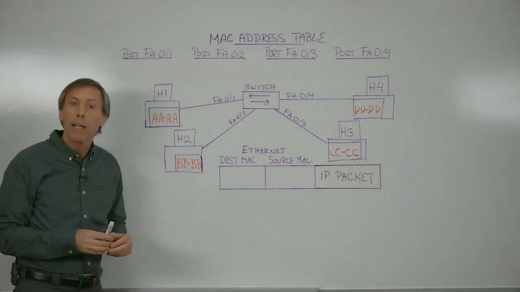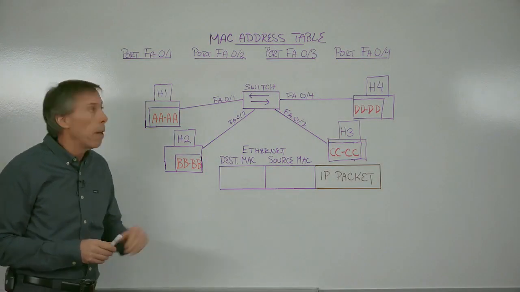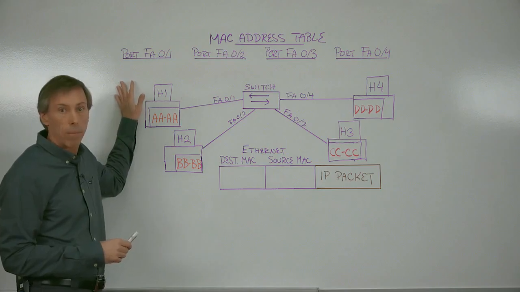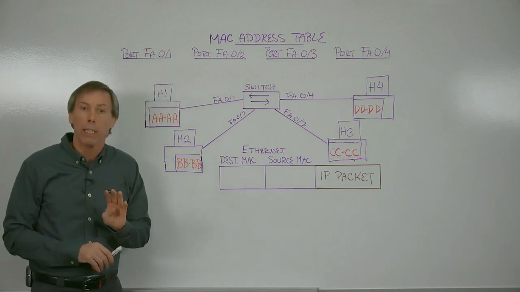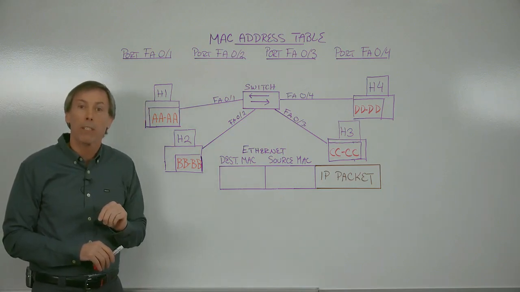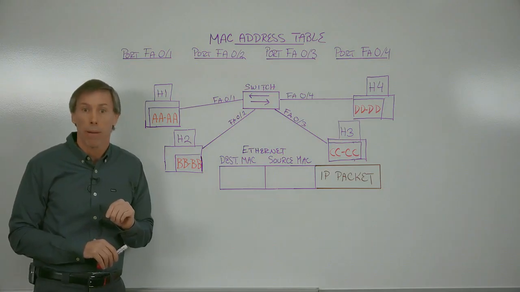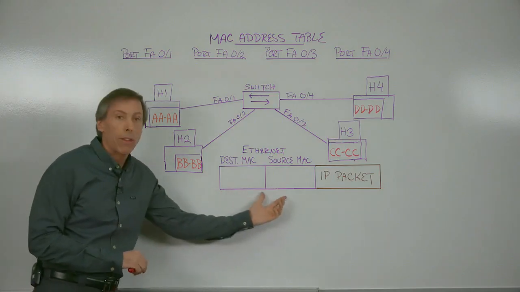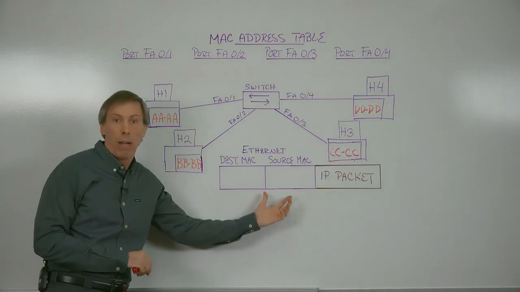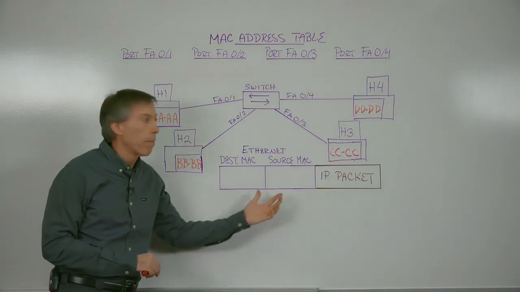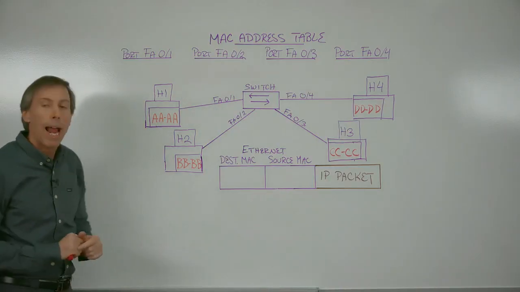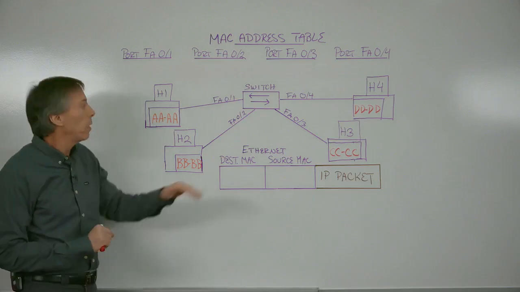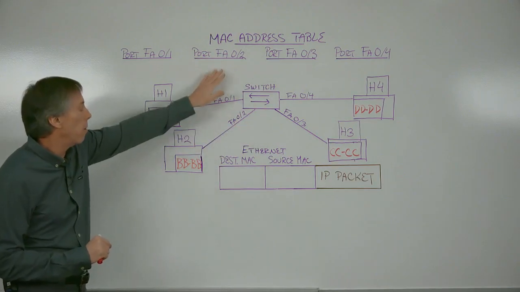In this video, we're going to take a look at how a switch builds its MAC address table. Once again, a switch makes its forwarding decision based on layer 2 information, in this case, the Ethernet header information of the Ethernet frame. So let's take a look at how this switch builds its MAC address table.